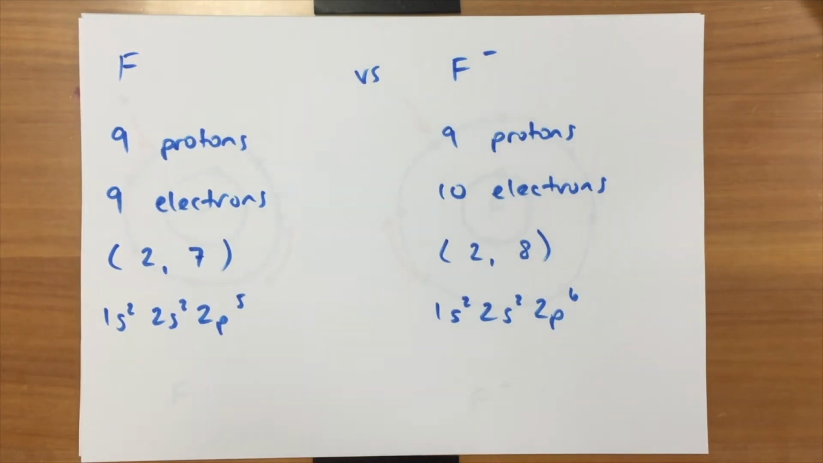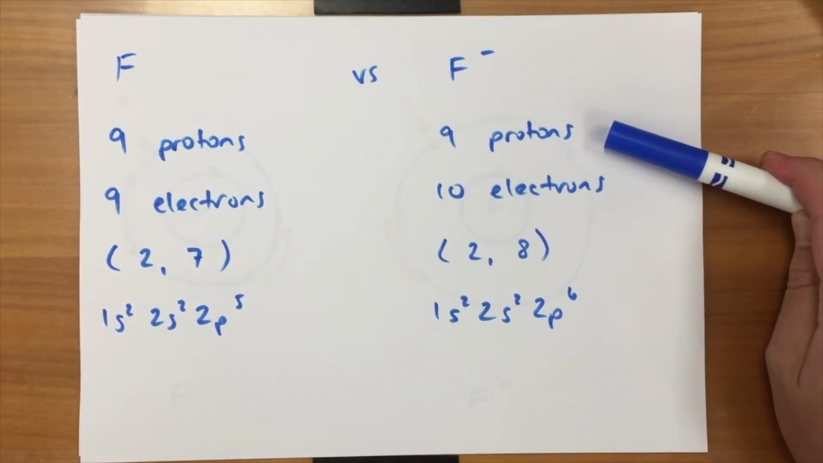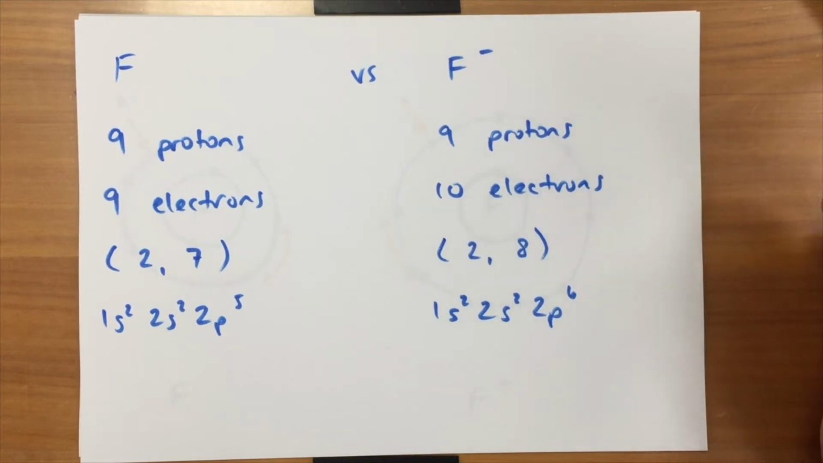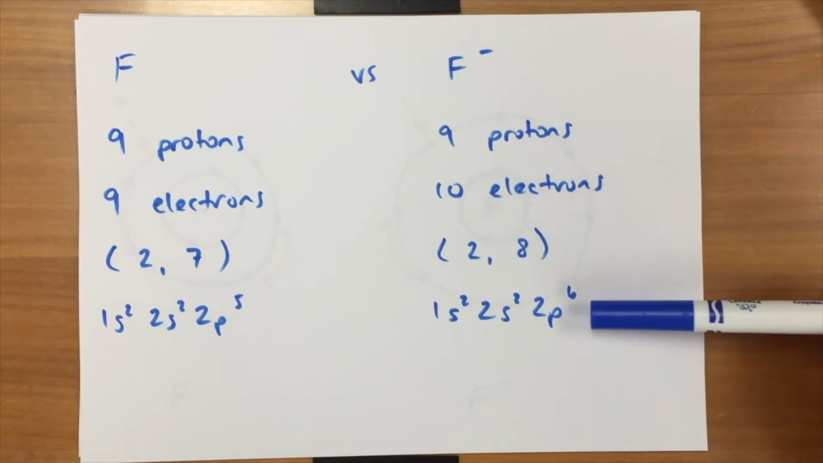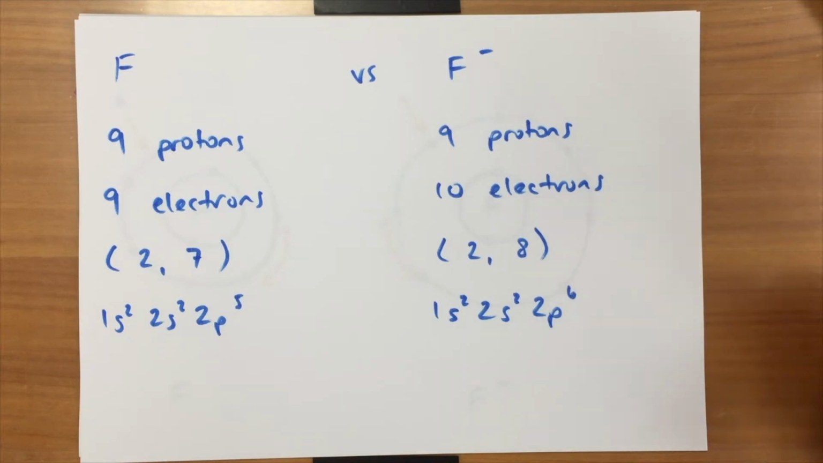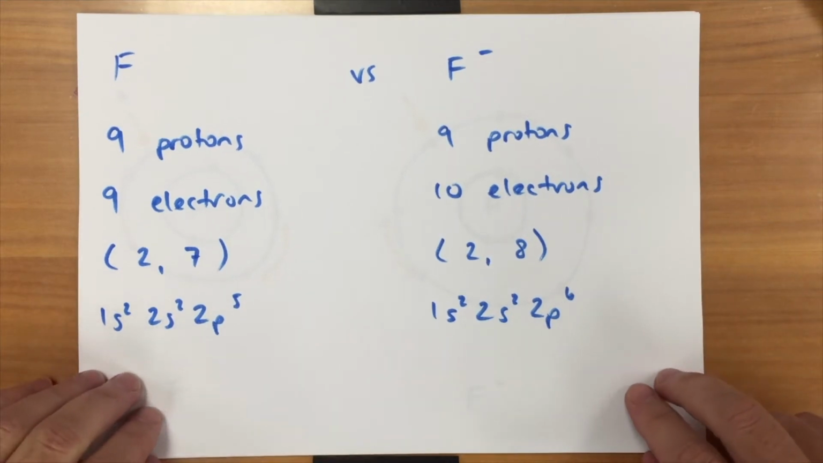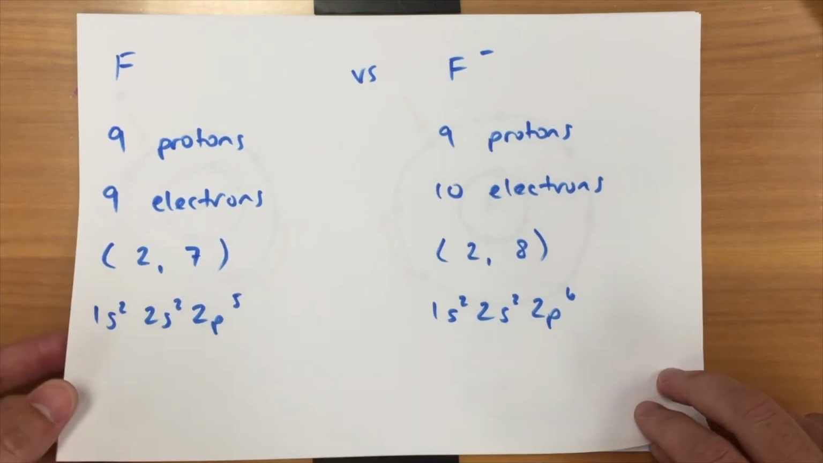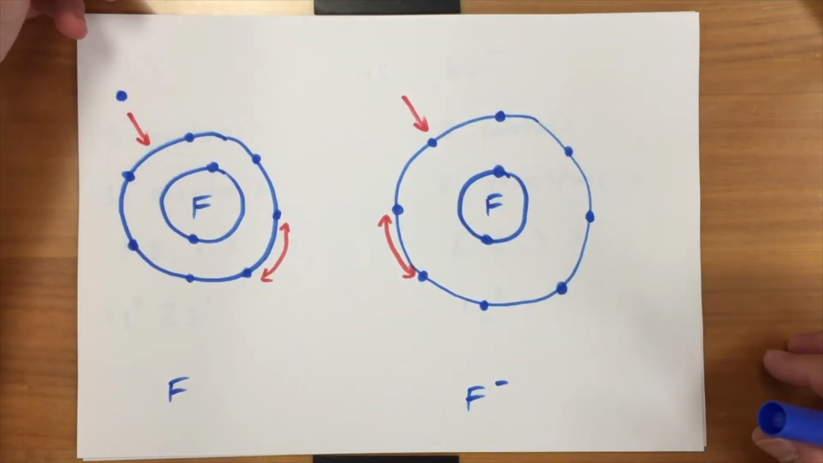So has our number of protons changed? No, still 9, so there's no change in the nuclear charge. Has the distance from the nucleus changed? No, it's in the same energy level, same subshell. Has electron-electron repulsion changed? Yes, it most definitely has. And that is our big factor for forming anions. It's represented quite well in this diagram here.